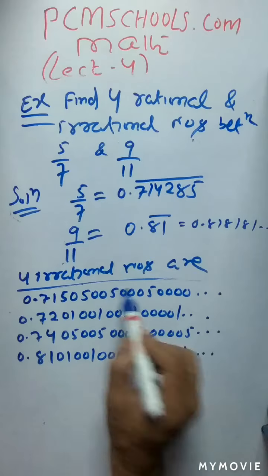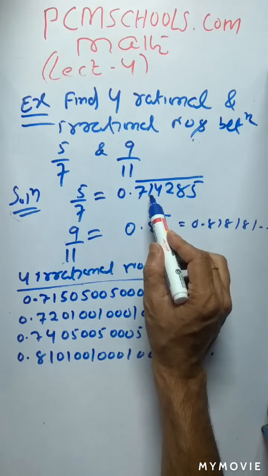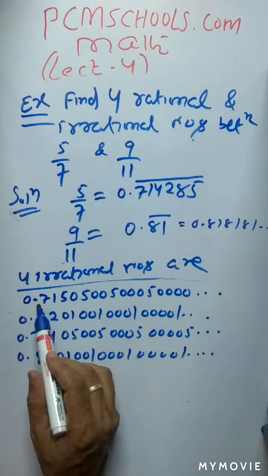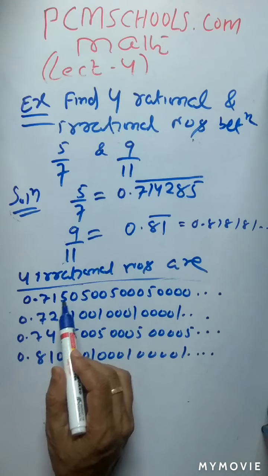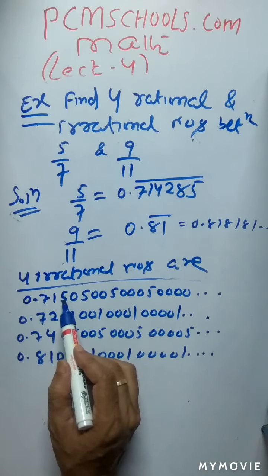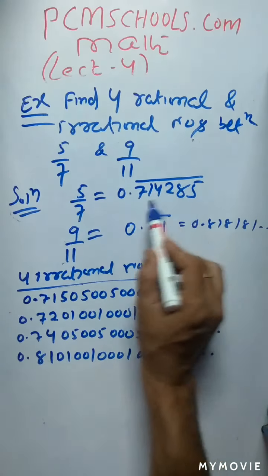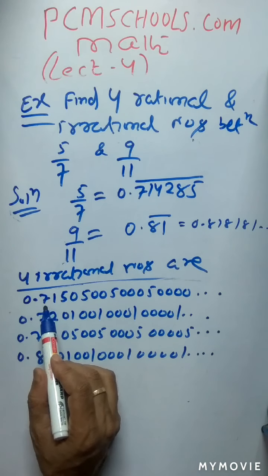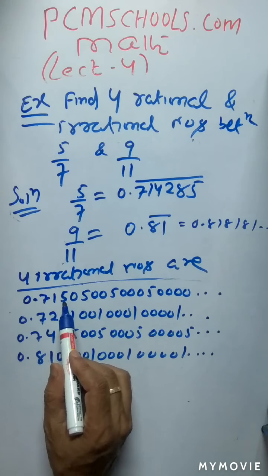So we have to calculate four irrational numbers in between 5 by 7 and 9 by 11. 5 by 7 is 0.714285 repeating, and 9 by 11 is 0.81 repeating. Now see, we have to take the four irrational numbers.